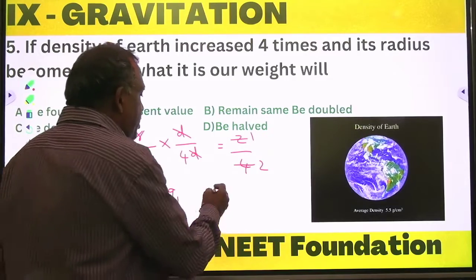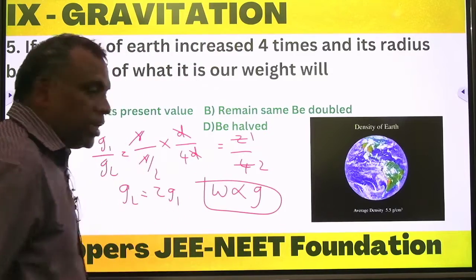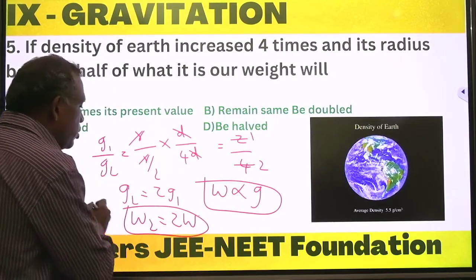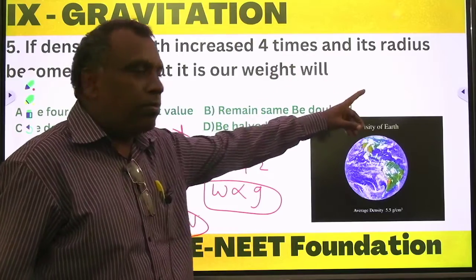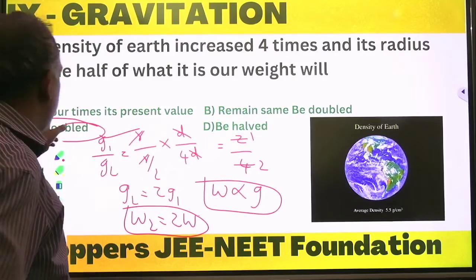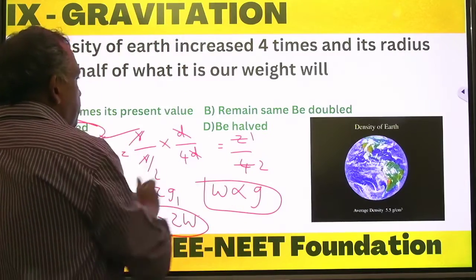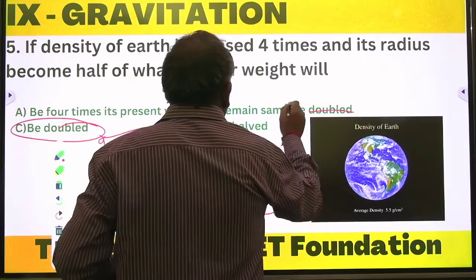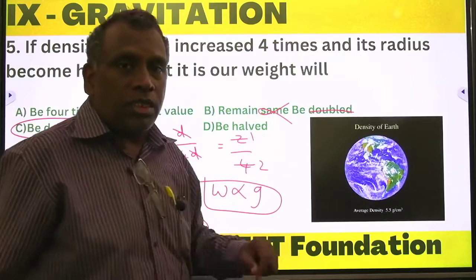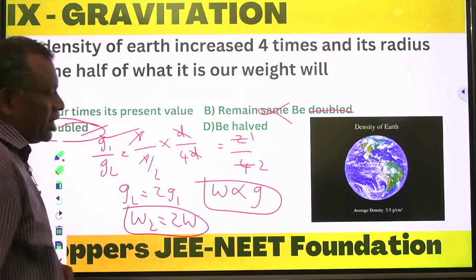See, weight depends upon acceleration due to gravity. Weight depends upon acceleration due to gravity. Hence weight W2 is nothing but twice the W on the earth. What will our weight be? It will be W doubled. In the given options, option C is W doubled. It is not 4 times, it is not remains same, and not W half. So only W doubled is C. Here there is a printing mistake, please ignore that. So W doubled is the correct answer.